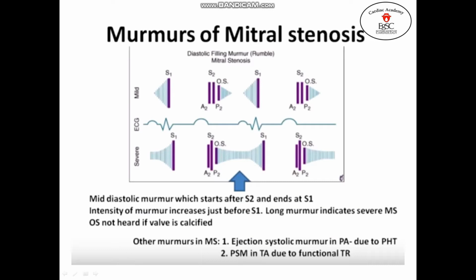The murmur of mitral stenosis is a diastolic rumbling sound, which starts after S2 and ends at S1. Opening snap indicates pliable leaflets. A longer murmur indicates severe mitral stenosis. Other murmurs in case of mitral stenosis are an ejection systolic murmur in the pulmonary area due to pulmonary hypertension, and a parasternal systolic murmur in case of severe tricuspid regurgitation.